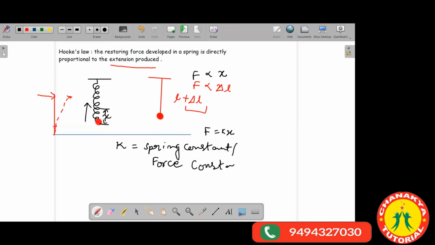The values of K depend on the geometry of the spring. They depend on the type of the spring. They depend on the material of the spring. Also, Hooke's law is obeyed only up to a certain limit. Limit means Hooke's law is valid only up to the elastic limit.